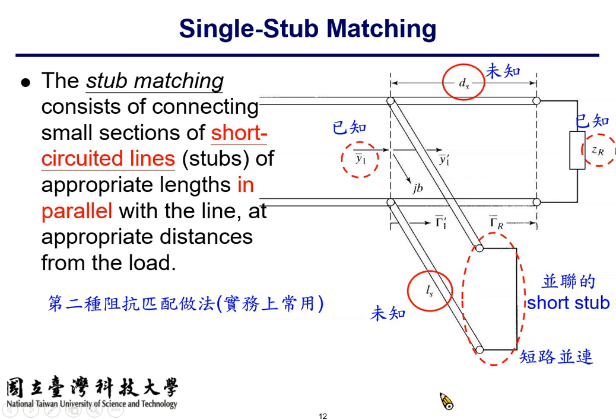And so in this configuration, we have a few knowns. We know Y1, the admittance required. What is the value of the admittance required? If the characteristic impedance is 50 ohm, what is the required Y1?